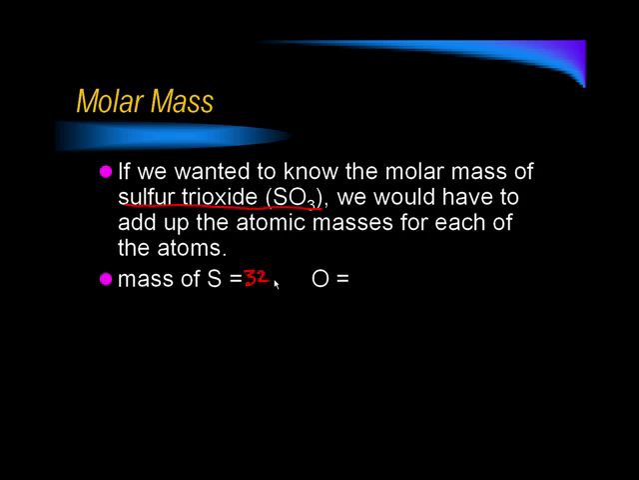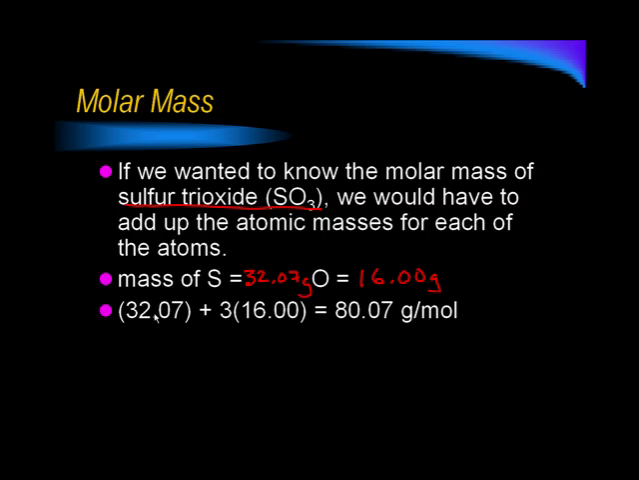So if you look up the mass of sulfur, like we did just a moment ago, 32.07 grams, and we just got oxygen, 16.00 grams. Now, you have 1 sulfur and 3 oxygen. So you need to take 3 of the oxygens. Here's the 1 sulfur, and there's the 3 oxygens right there. And you solve this problem, add them all up, and this is your final answer, 80.07 grams per mole.